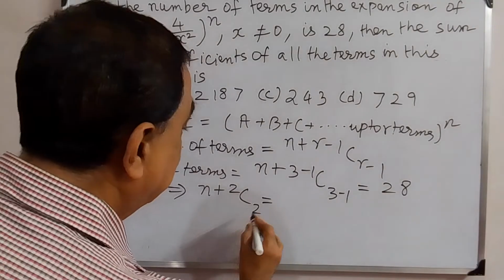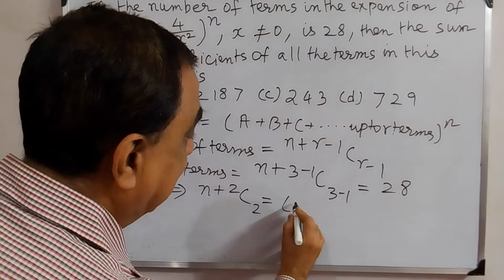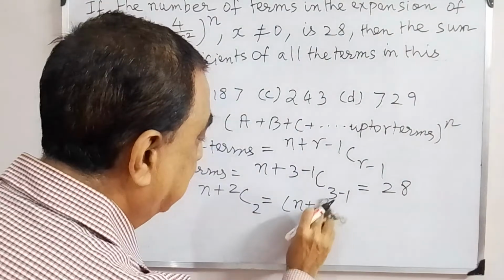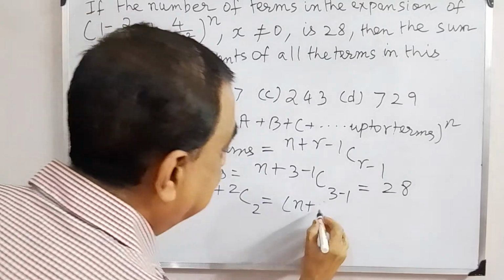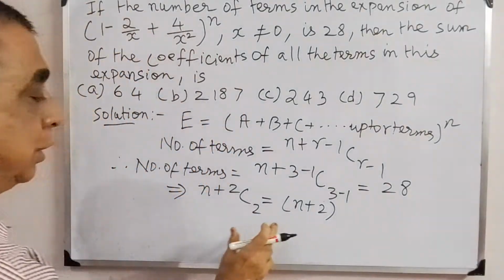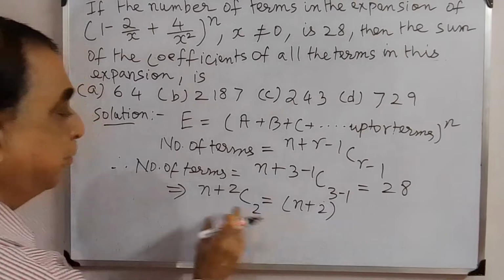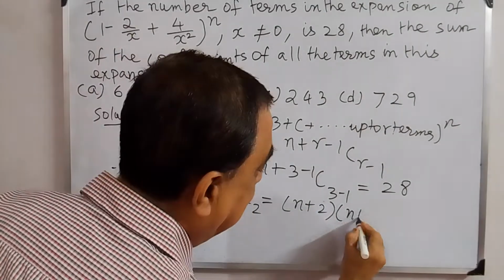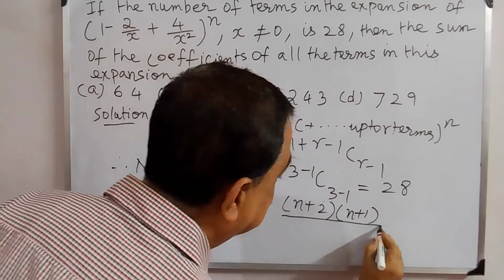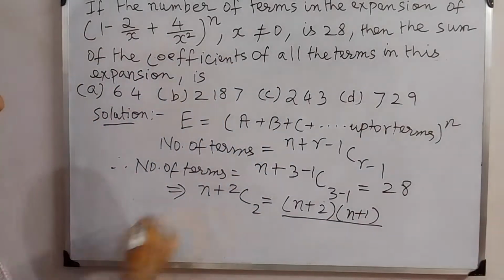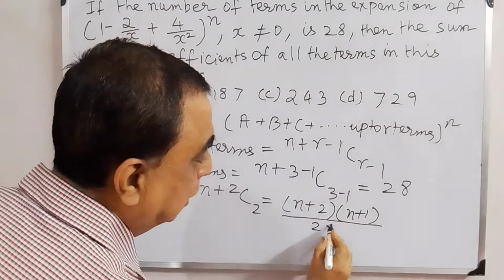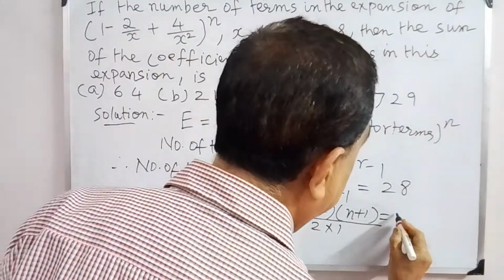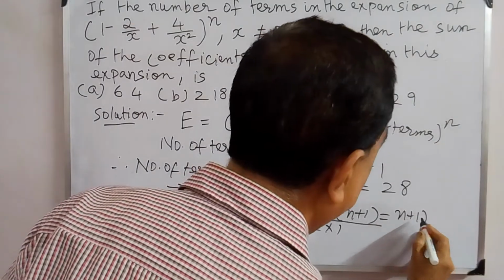N plus 2 C 2 means that it is n plus 1, oh sorry, n plus 2. We have to write two terms in descending order starting from n plus 2. So n plus 2 into n plus 1 divided by factorial 2, that is 2 into 1. So 2 into 1 is 2.